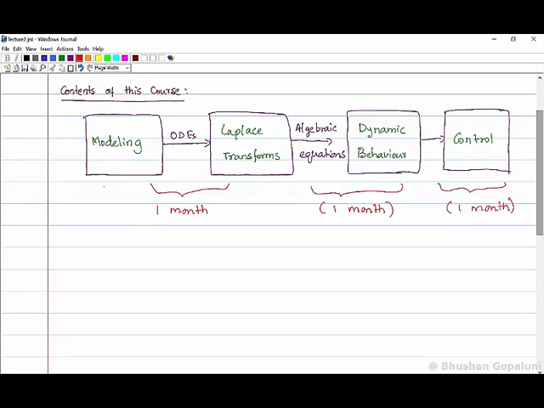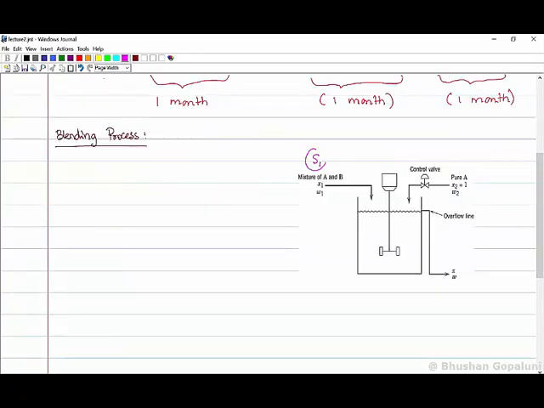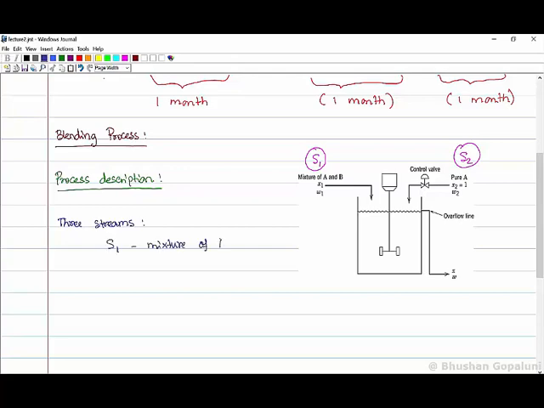Let me try to explain what a controller is using a blending process. A blending process is a very simple process with 2 incoming streams, S1 and S2. S1 has 2 components in it, A and B. It's a mixture of 2 components, A and B. S2 is pure A, and it has a control valve on the stream. S3 is the overflow stream.